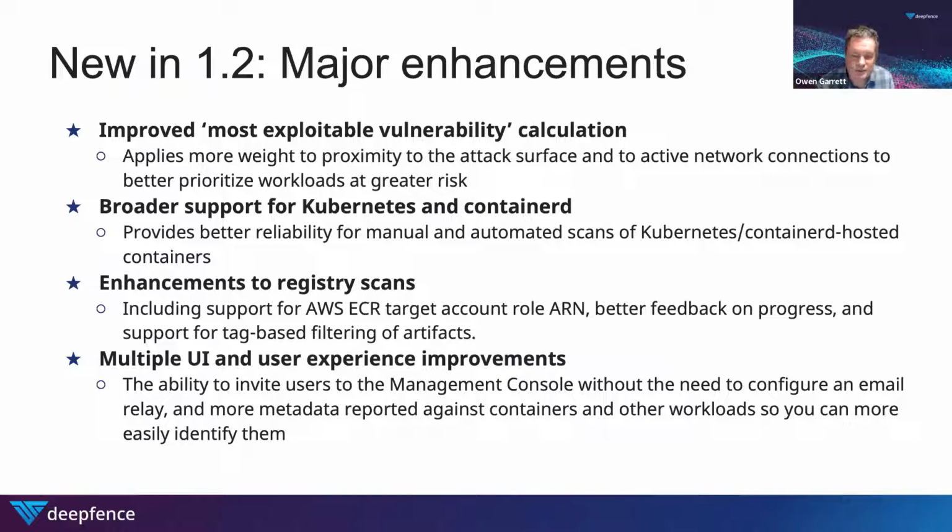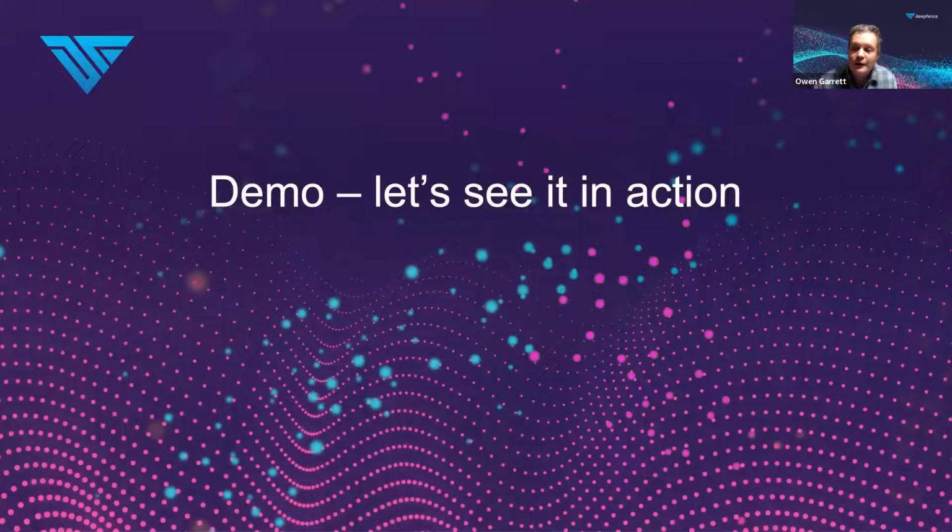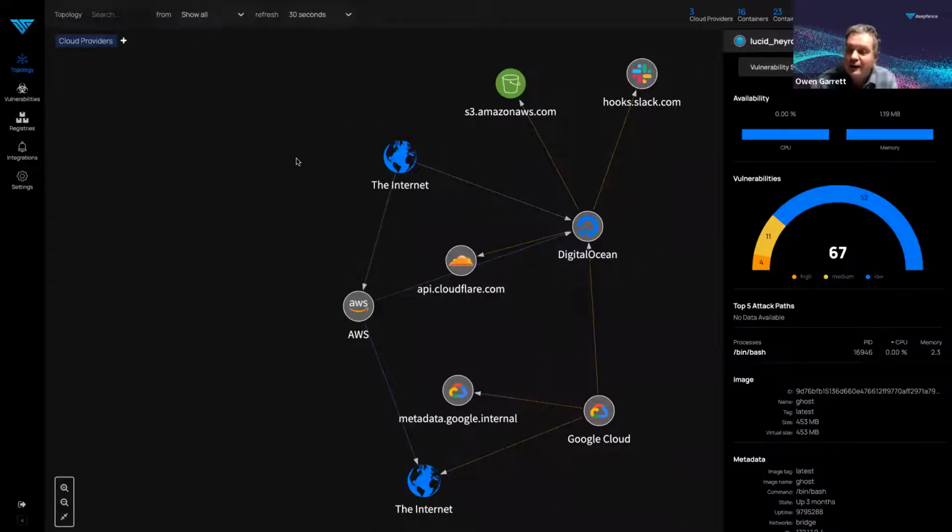ThreatMapper doesn't just scan runtime environments. You can also use ThreatMapper to scan pre-production assets. For example, you can point ThreatMapper at your registries, and we've provided better feedback and improvements on how ThreatMapper can index and scan containers sitting in the registry before they're deployed. And of course, many updates and improvements to the user interface and the user experience. Let's see ThreatMapper in action, just very quickly.